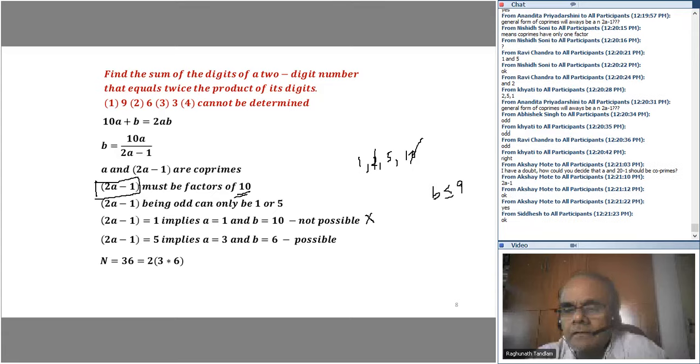So the number is 36. 2 into 3 into 6 is also 36. What is 3 plus 6? 9.